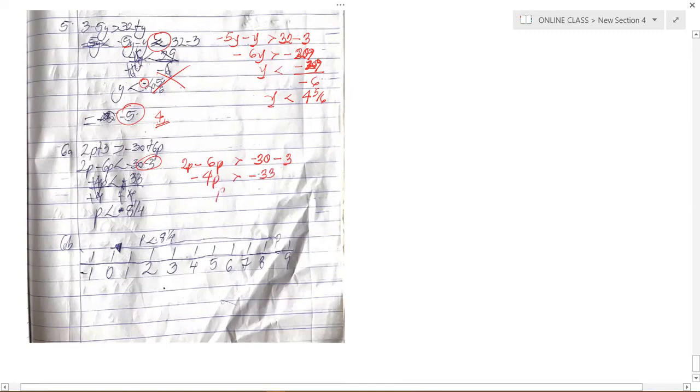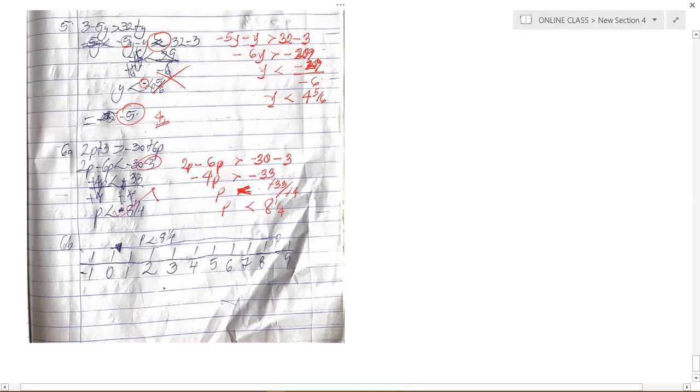This is when the sign will now change. When you divide, it will change immediately. Now, when you divide minus 33 by minus 4, p is less than 8 over 1/4. So I'll give you half here.